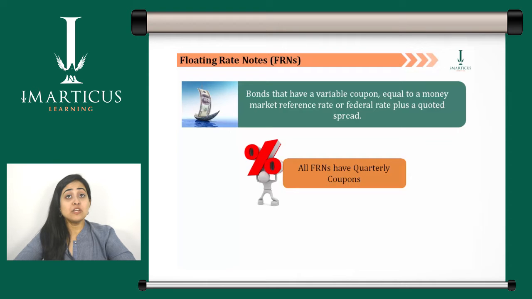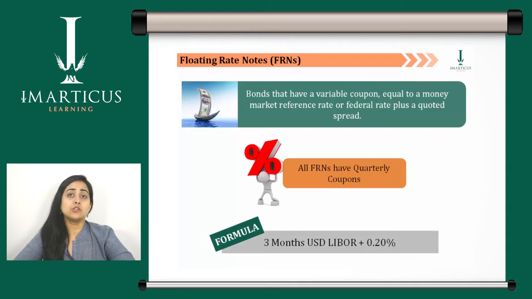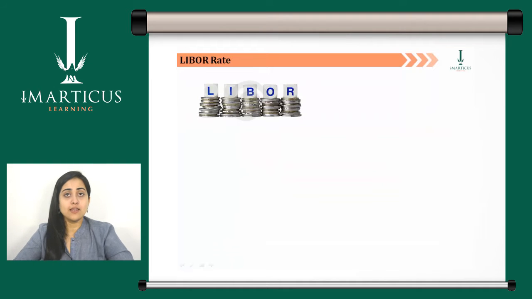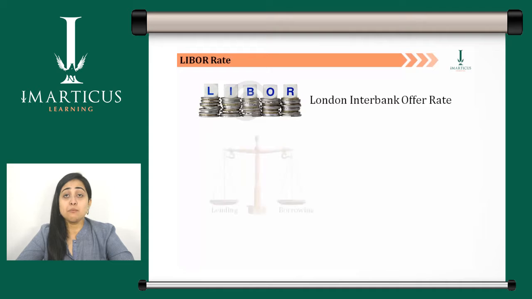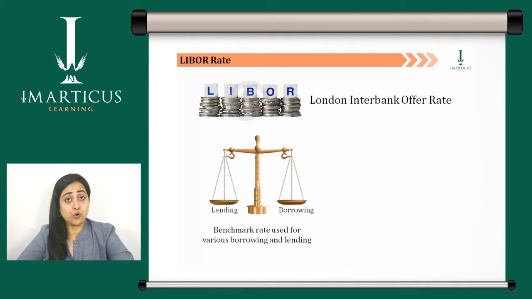At beginning of each coupon period, the coupon is calculated by taking the fixing of the reference rate for that day and adding the spread. A typical coupon would be 3 months USD Libor plus 0.2%. So what's Libor? Libor is short form of London Interbank Offer Rate. This is a benchmark rate used for various borrowing and lending in financial market, and it acts as a measuring tool for the performance of bonds in the market.